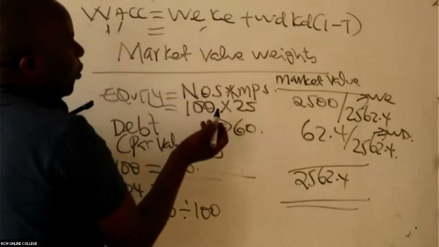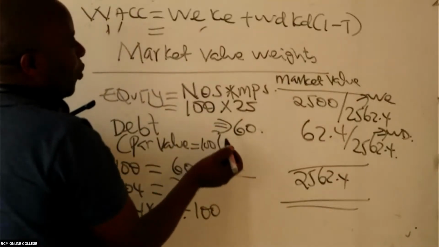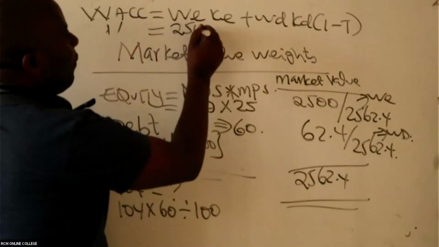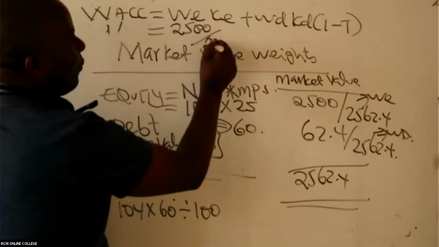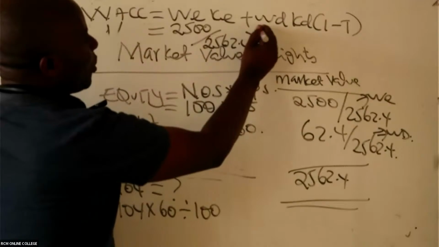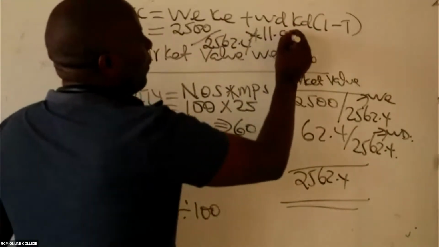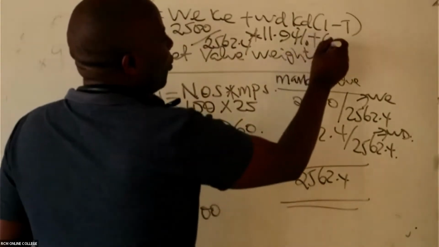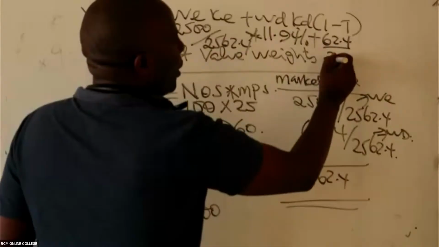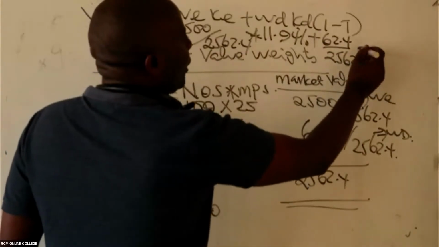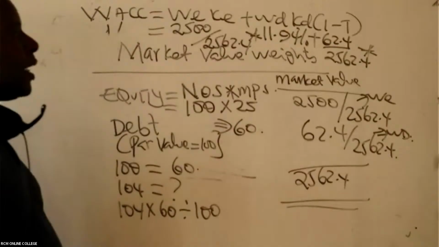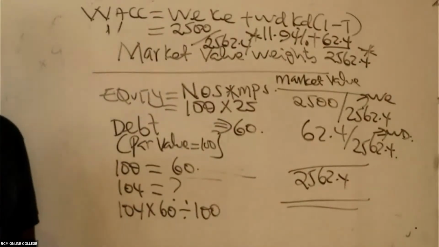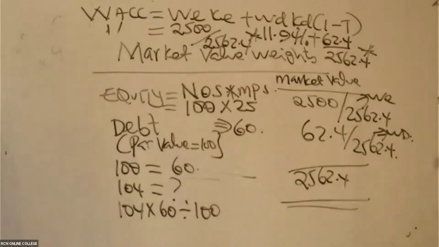So the weight of equity, do we have it? Yes, we have the weight of equity, which is 2,500 over 2,562.4 times the cost of equity, and you are giving me a figure of 11.94%, plus the weight of debt, which is 62.4 over 2,562.4 times Kd. Have they given me Kd, the cost of debt? Have they given me the rate of interest in this question?